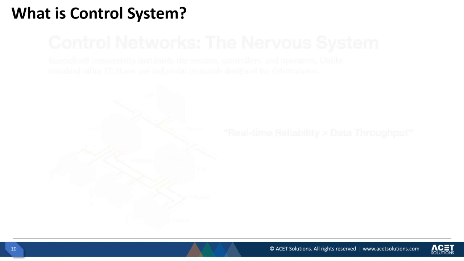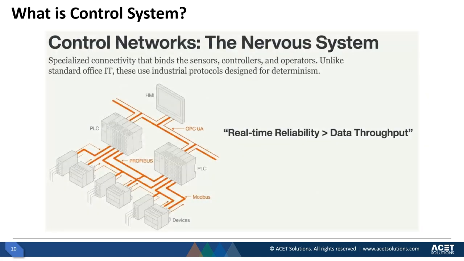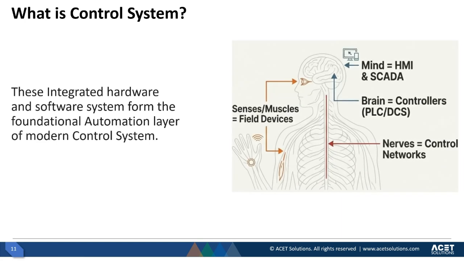And to link all this, we have control networks, which work like a nervous system and give the communication between the HMI, the controller, and then the field devices, so that real-time data communication is happening on the network. If we see our body, it's the same. We have the mind, which acts as the HMI or SCADA. We have the brain, which is equal to the controller, we have the nerves, which work as the control network, and we have the muscles, which act as the field devices.